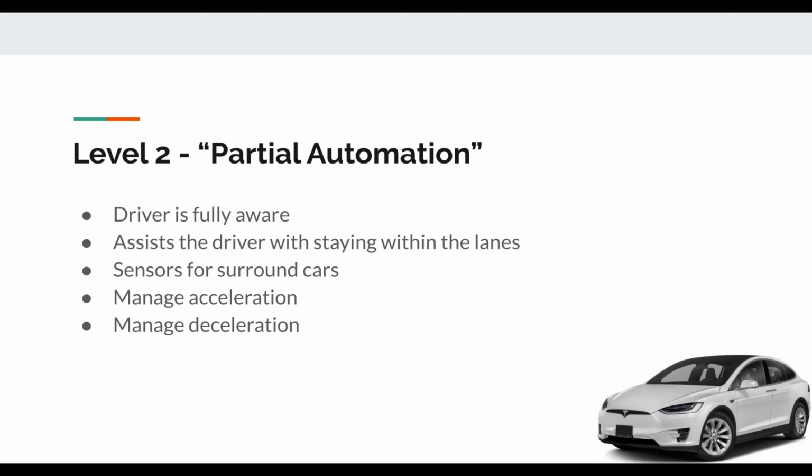But at this level, the car assists the drivers with staying within the lines. The car does this by using sensors that surround the car. It can also manage acceleration and deceleration. So what this means is that you're driving down the road and it can detect a car in front of you and it can automatically brake.